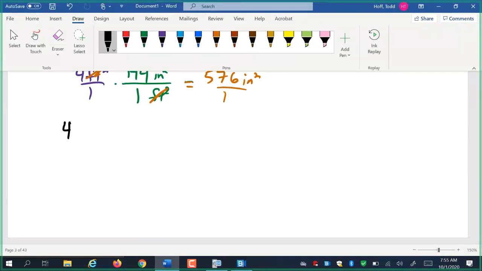Well, what if this was for cubic feet? Going into cubic inches.